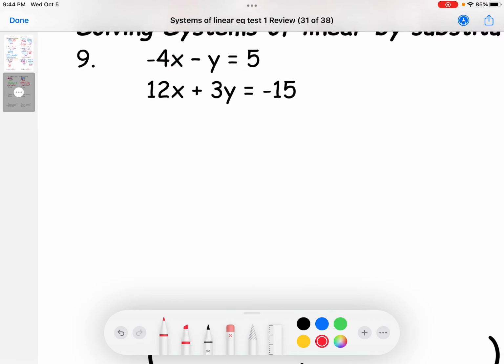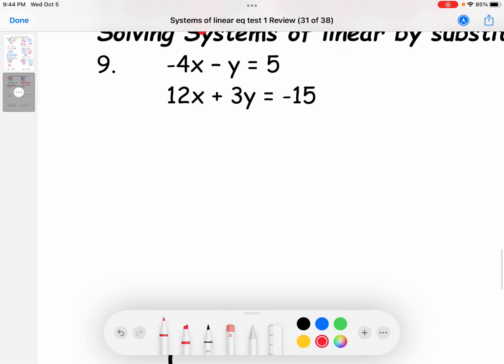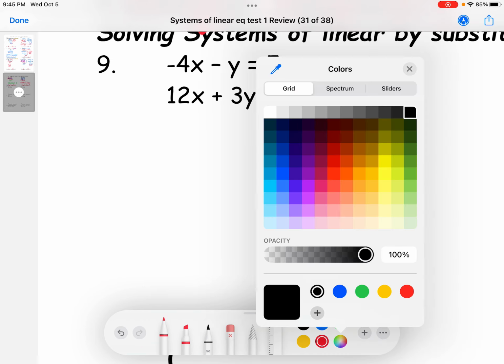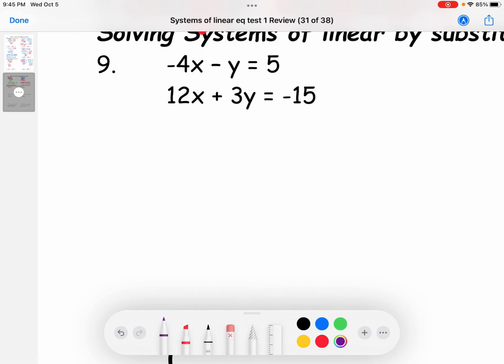So looking at number 9, I'm looking at the y variable here. I see minus y and plus 3y. Well, what if I took that top equation? If I'm doing elimination, I can take that top equation, multiply everything times 3. And look at what happens after we modify that. It becomes negative 12x. It becomes minus 3y. It becomes positive 15.